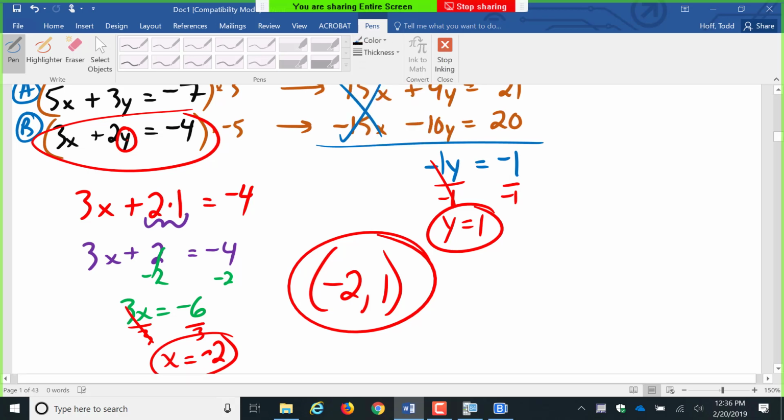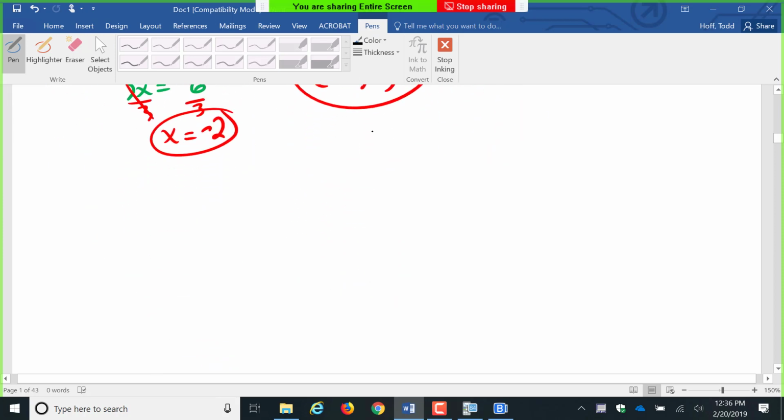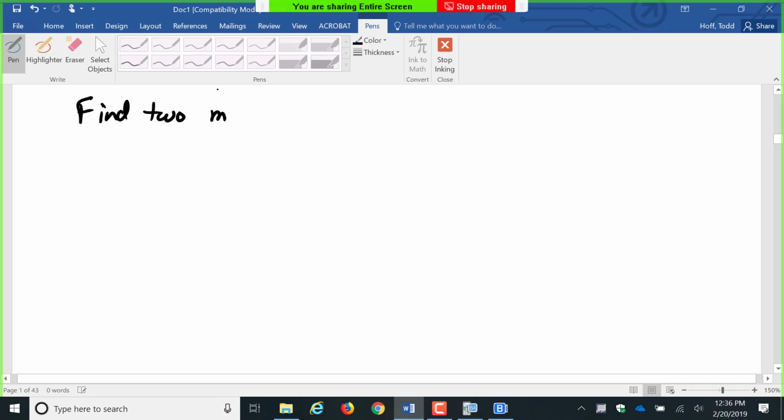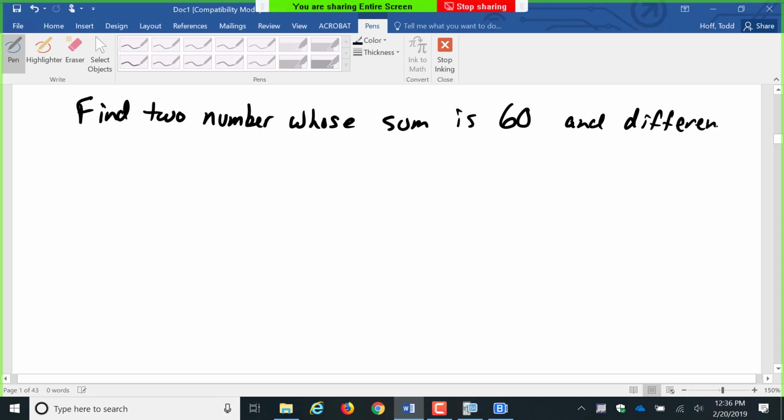Okay, perfect. When we left off yesterday, we were starting to look at some word problems. So we're going to start off with just some number problems, some sentence problems. And I'm just going to give you: find two numbers whose sum is 60 and difference is 24.